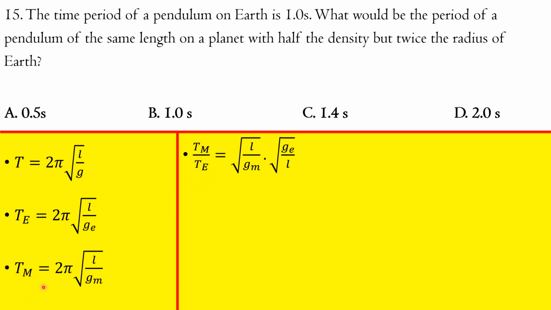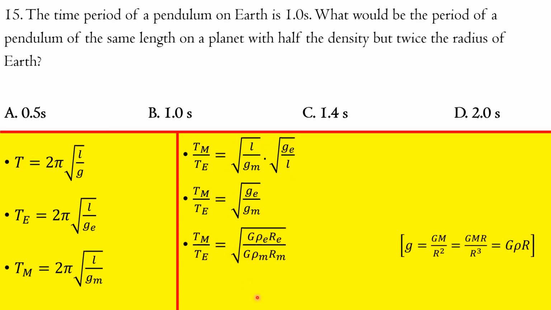So we ratio the time period on the planet to the time period on Earth. So we're going to get this. So just really ratio these two things, right? 2 pi goes to 2 pi, and then you have these square root things applying like that. Okay, so we're going to now have gE over gM, because this L goes off. So we're going to have the square root of gE over gM. But then I want you to notice that gE is basically the universal gravitational constant multiplied by the density of the Earth multiplied by the radius of the Earth. And then g of the planet, which I'm calling M, would basically be the universal gravitational constant multiplied by the density of the planet multiplied by the radius of the planet. So I'm just giving you a hint where this is coming from.